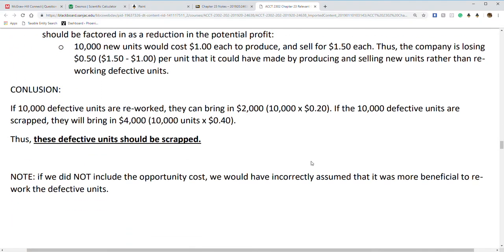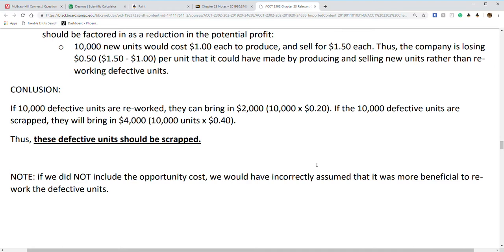So if 10,000 defective units are reworked, they can bring in $2,000, 10,000 times 20 cents. But if we scrap them, we get $4 grand, basically double our money. Thus, management will scrap it.